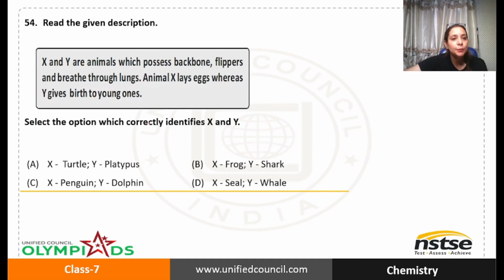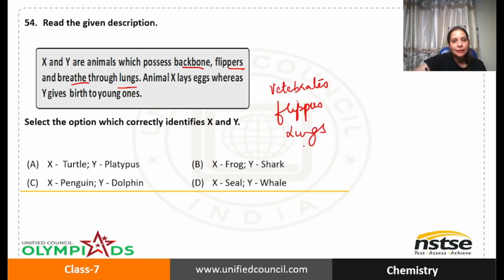Next question. Read the given description. X and Y are animals which possess backbone, flippers and breathe through lungs. We have 2 animals, let's say one X and other Y. Both of them possess backbone. All those organisms which have backbone are called vertebrates. They have flippers also. Flippers are used for swimming. They breathe through lungs. Their respiratory organ is lungs.